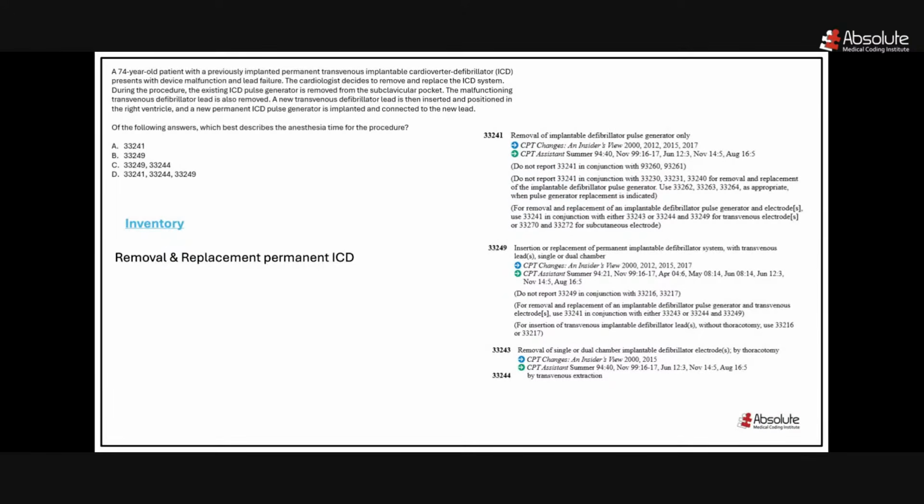So what happened over here? Let's look into the inventory. We have a removal and replacement of a permanent pacemaker, sorry, permanent ICD. That is your defibrillator, right? The entire system was removed and replaced. Entire system means that includes your pulse generator and your leads as well. The pulse generator and the leads were removed and replaced with new ones. Okay, that's what happened in our scenario.